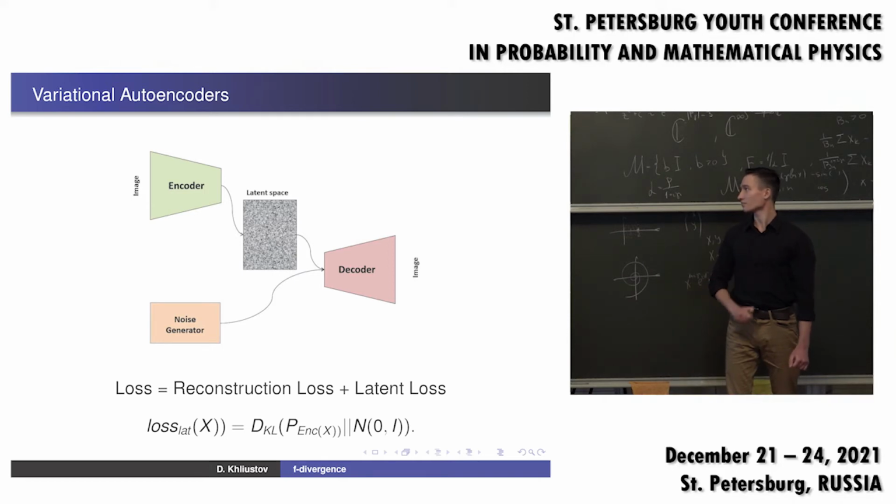a latent space. And now, if we want to generate a synthetic image, we will just take a normally distributed random variable in a latent space, send it as an input to the decoder, and be glad that we obtained a good synthetic image.